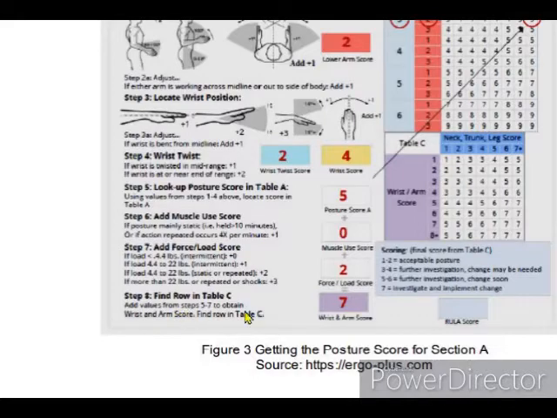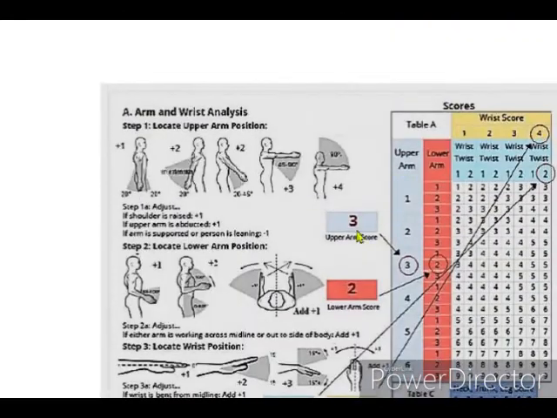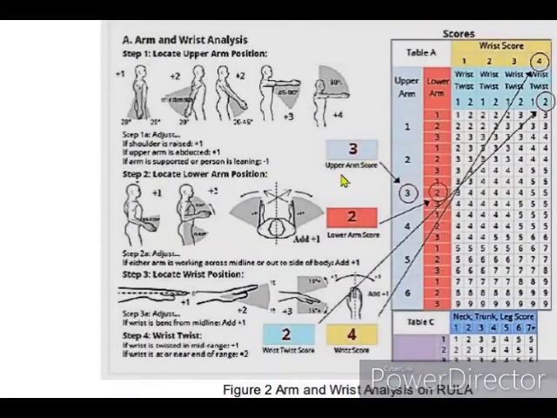Tapos ito, find row in table C. Hanapin dito sa table C. Ito guys, yung nasa taas, dalawa yan, diba? Zoom in lang, pero same lang naman doon sa baba. Ilolocate mo lang dito sa table.